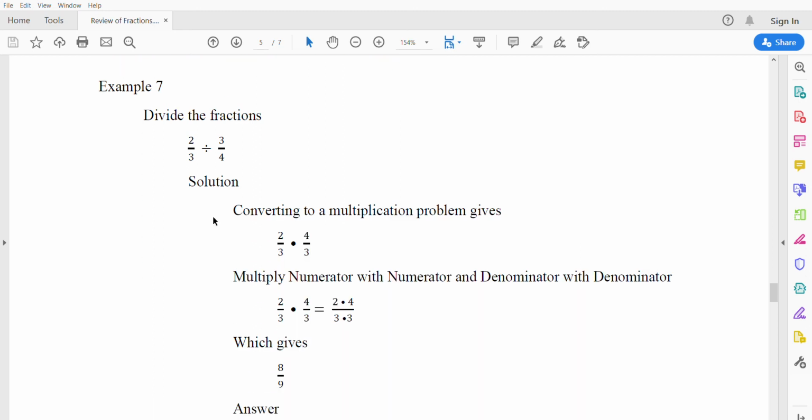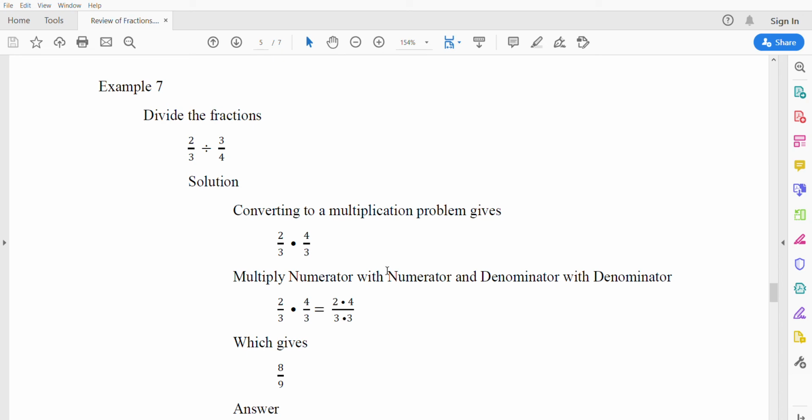So we want to divide these two fractions, 2/3 divided by 3/4. The first thing I want to do is convert this to a multiplication problem. So I keep the first fraction, the 2/3, the same. I change division to multiplication, and then I flip the second fraction. So the 3 over 4 becomes a 4 over 3.